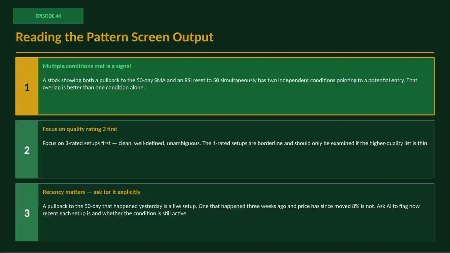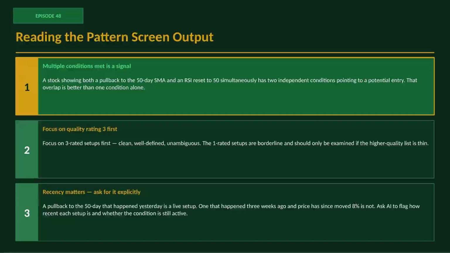AI can process this screen in minutes. The pattern screen produces your candidate list. Here's what to prioritize. Multiple conditions met. A stock showing both a pullback to the 50-day SMA and an RSI reset to 50 simultaneously is exhibiting 2 independent conditions pointing to a potential entry. That overlap is better than one condition alone.